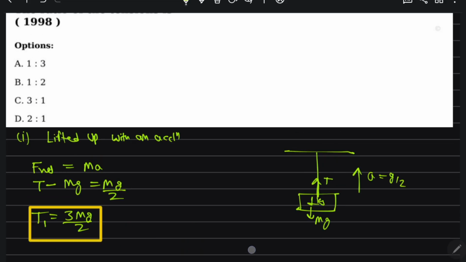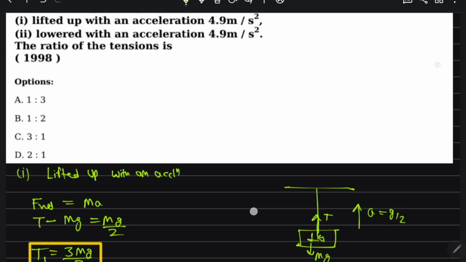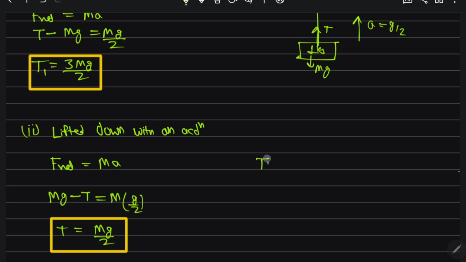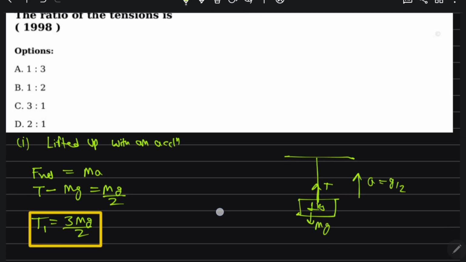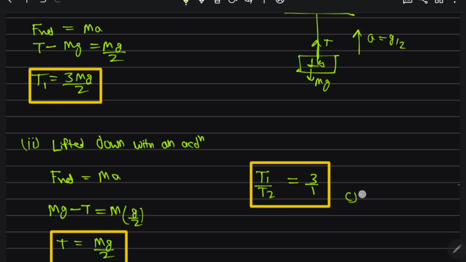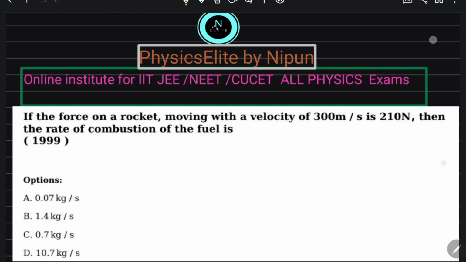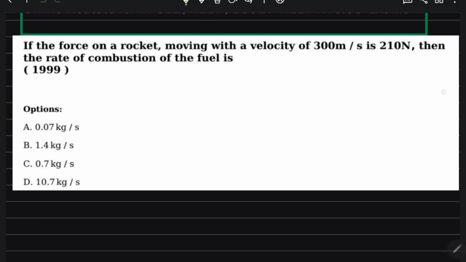Right? So which is the ratio of this T1 by T2 is? T1 by T2 is basically 3 ratio 1. So which option? Option C is correct. Now I proceed for a next question.